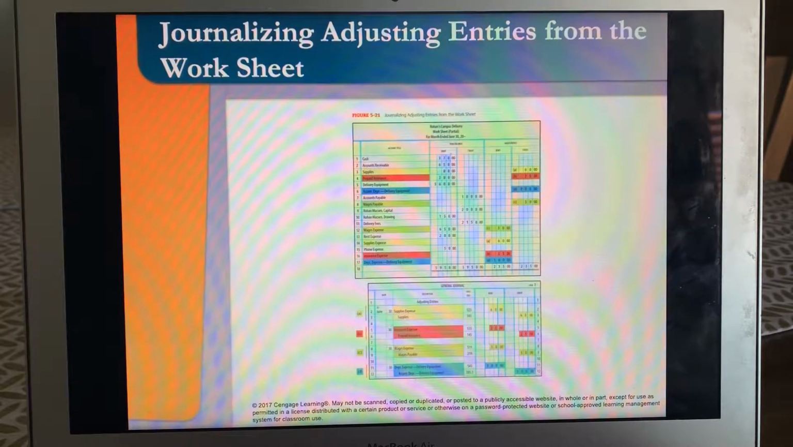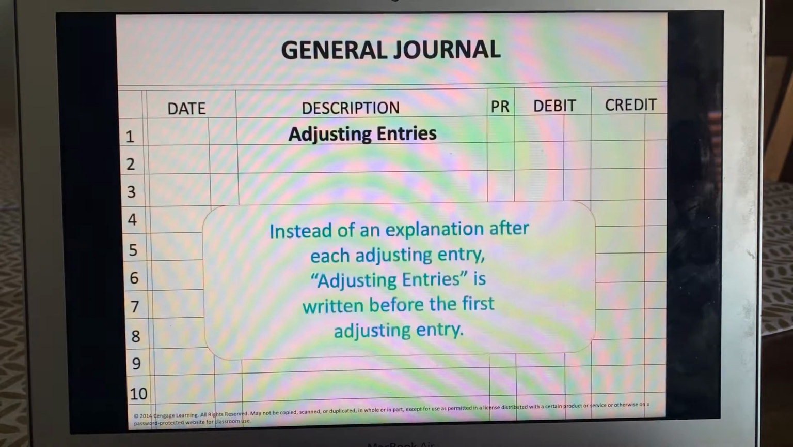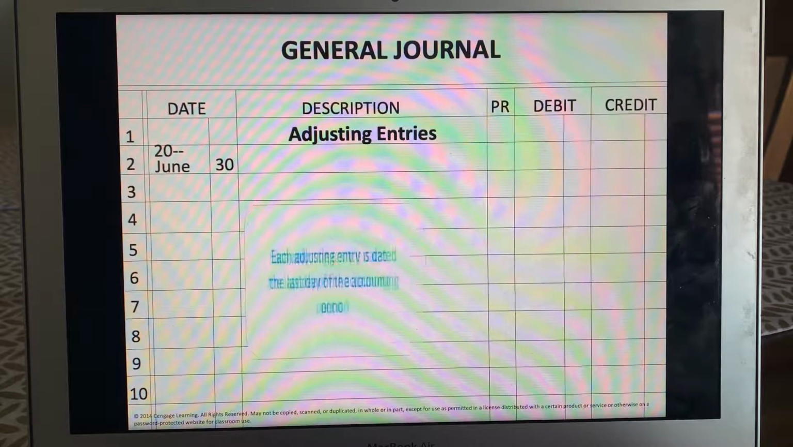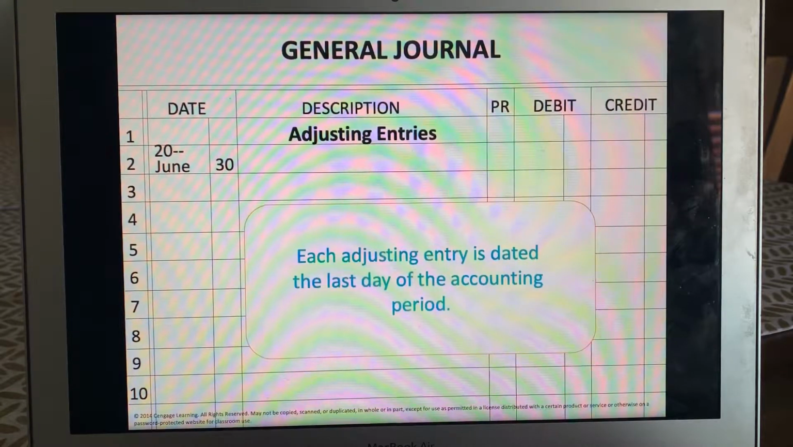So this is an example right here, which is very similar to figure 5-21 in your textbook. So take a look at it, and this is kind of what it's going to look like from your side whenever you're looking at your adjusting entries in the worksheet. So general journal adjusting entries, June, the 30th day. Adjusting entry is dated the last day of the accounting period.